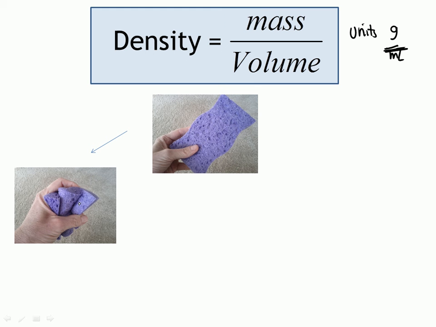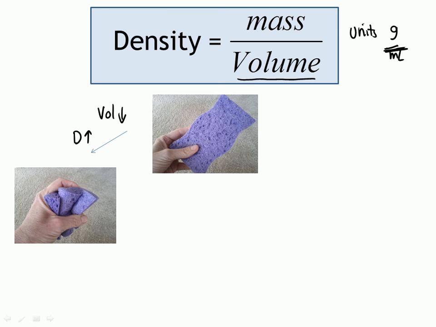The mass has not changed. It still has the same number of molecules of matter in it, so it still has the same mass. What's changed when you squeeze it is the volume. The volume went down. What happens to the density if the volume goes down? The volume is in the denominator of the density equation. So when a number in the denominator goes down, that means the density will go up. So density goes up, it gets more dense. That makes sense. You squeeze a sponge, it's more thick, it's more dense.